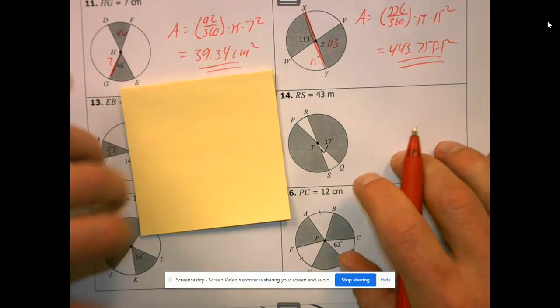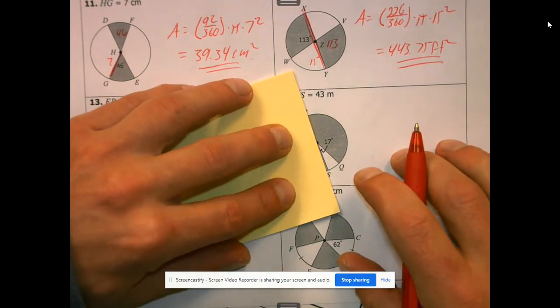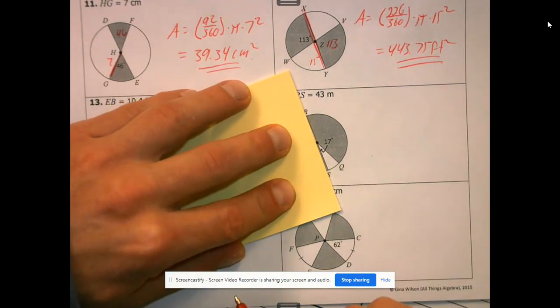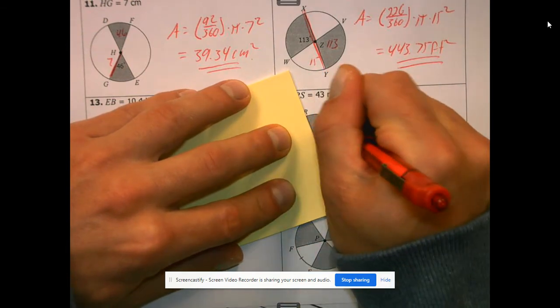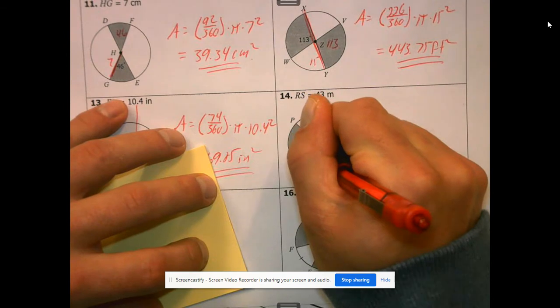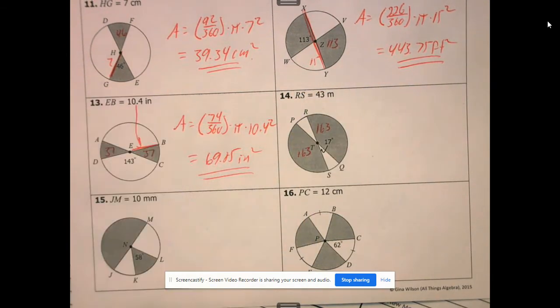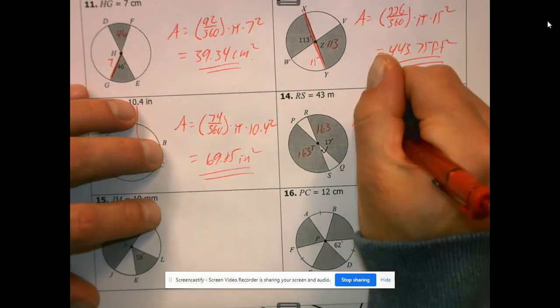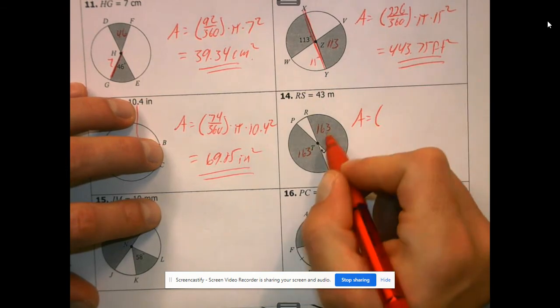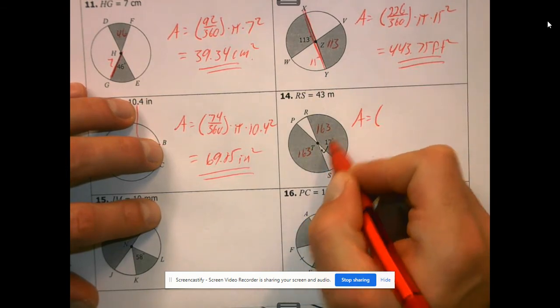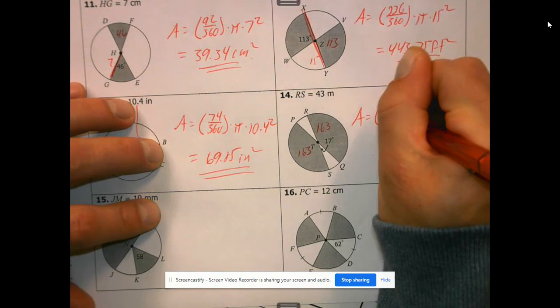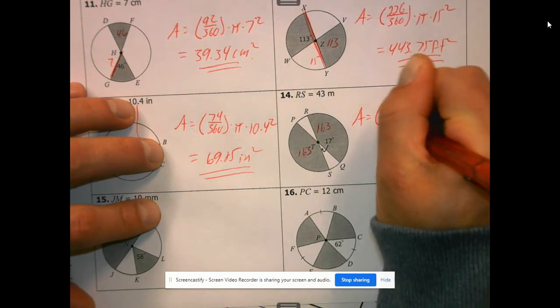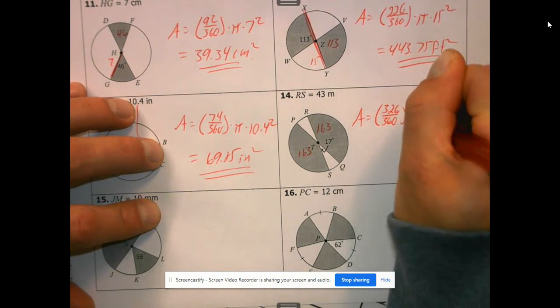14, tricky. Once again, find a straight edge. The white part is 17. So 180 minus the 17 comes to be 163. This guy is also 163. So area, total shaded part, 163 plus 163 is 326, divided by 360 times pi.